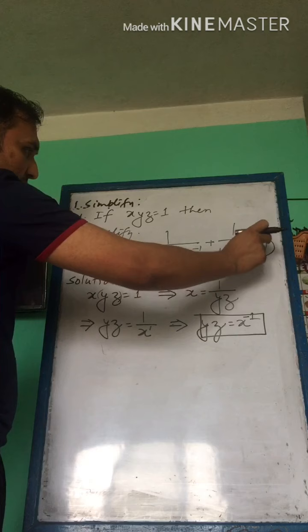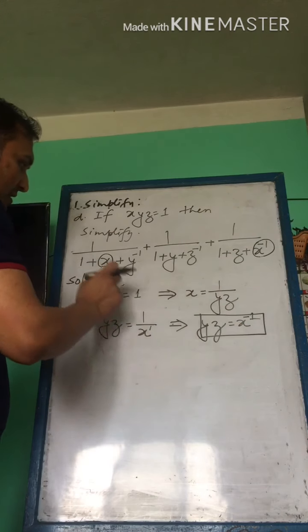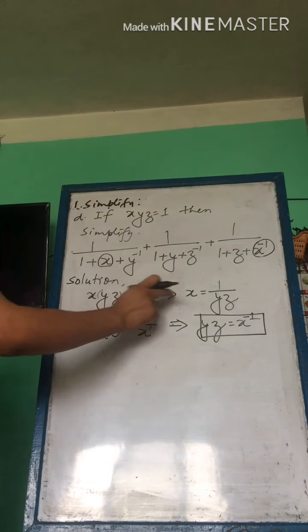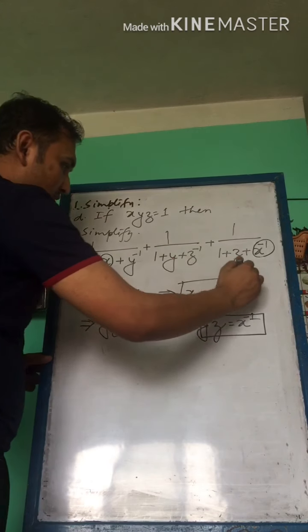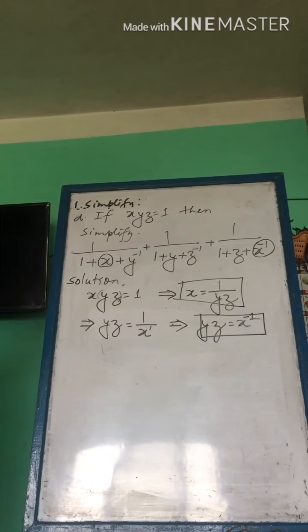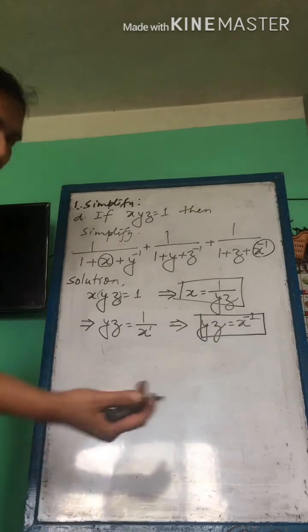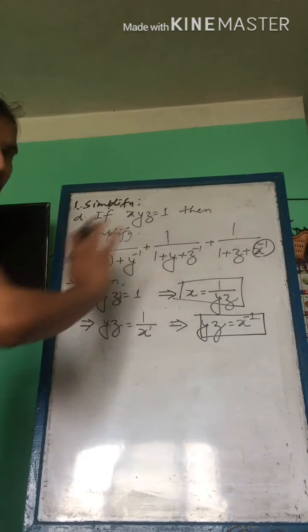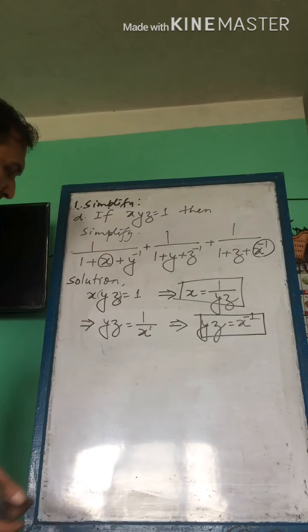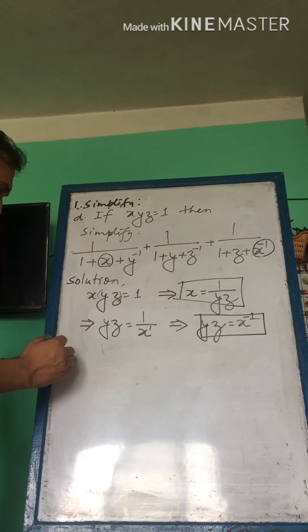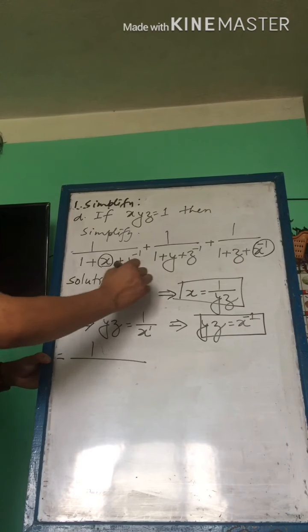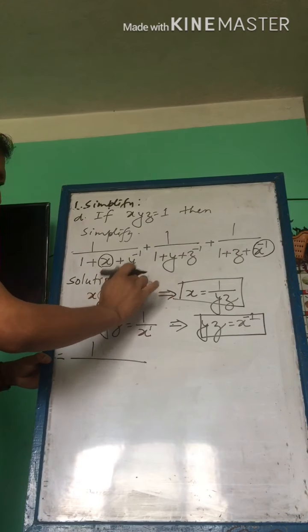Here you replace x to the power minus 1 by yz, and here x is 1 upon yz. Then let us see what happens. What will happen? You will get like fractions, like algebraic fractions. Then it will be easy to add. Then you will get the required solution also. Okay, now let us do it. Let us go to the solution. This thing is the given condition.